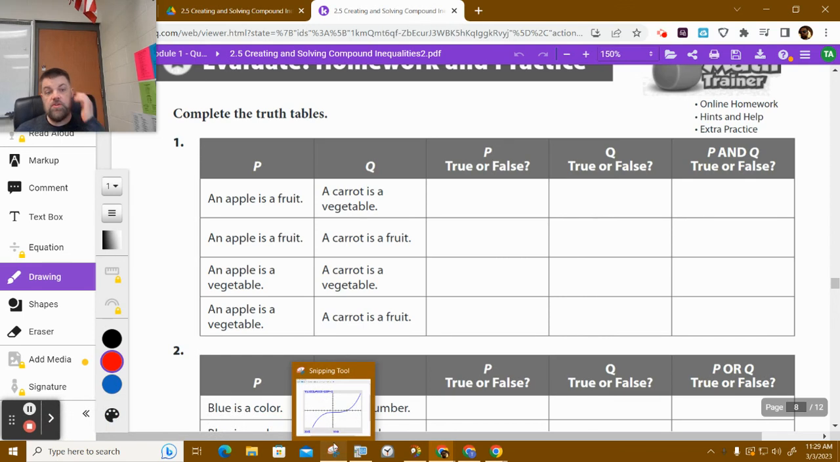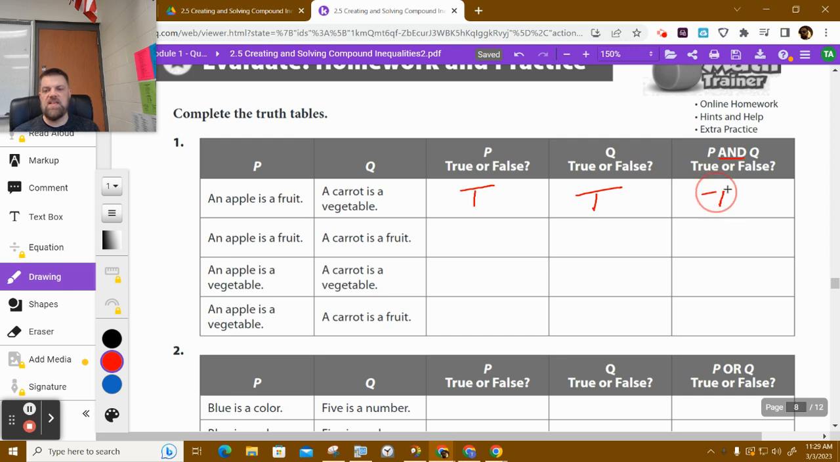So this is what we call a truth table. It says an apple is a fruit. That is supposed to be true. A carrot is a vegetable. Okay? Is P true? Yeah, an apple is a fruit. Is Q true? Yes, a carrot is a vegetable. Is P and Q true? Yeah, if you have two truths, then the intersection is true.